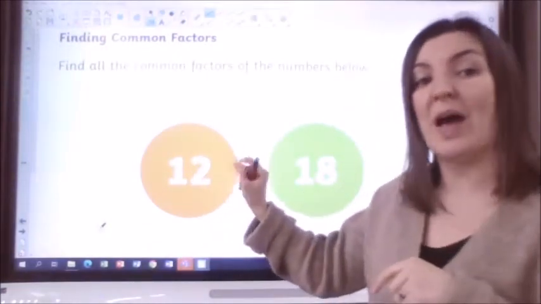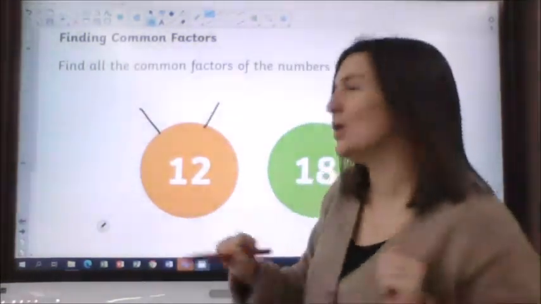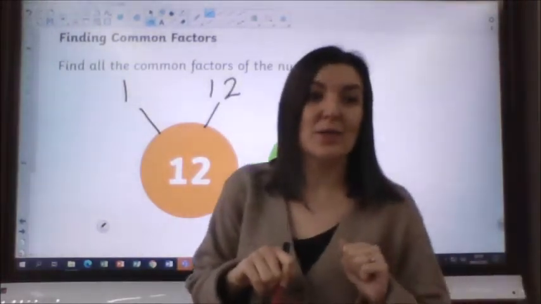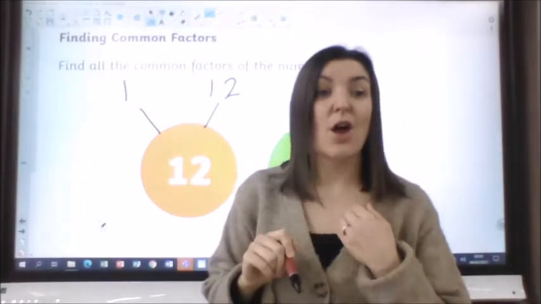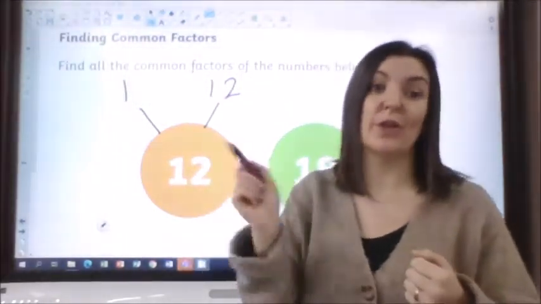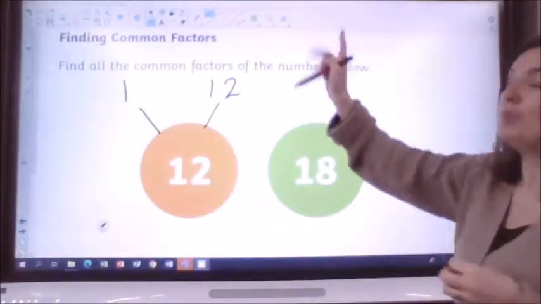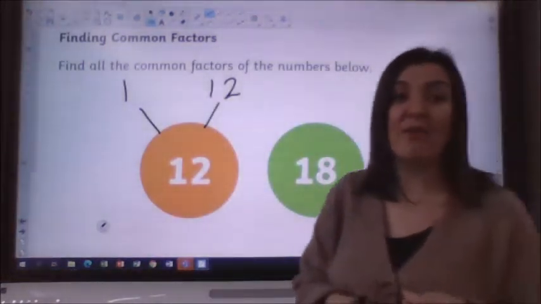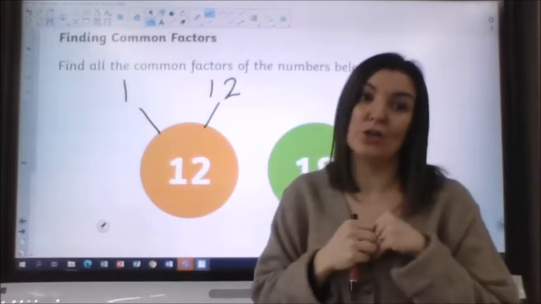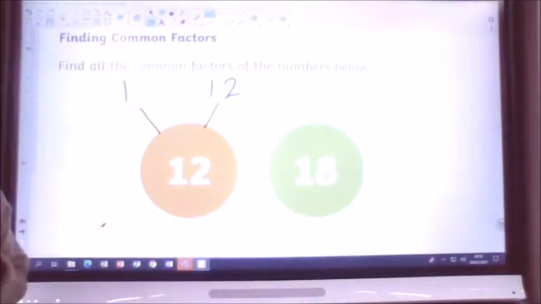If I think about the factors of 12, this is how I would do it. If I start on 1, it would be 1 and 12. So 1 and 12 are factors of 12, because 1 multiplied by 12 is 12. I'd go through and see if there's one that goes with 2, 3, 4, 5, 6, and so on. So you've got to find the factors of both 12 and 18 and then see if there are any common ones, that means factors that both 12 and 18 have got. We'll start with that one to warm our brains up. You can pause the video and have a go at that one.